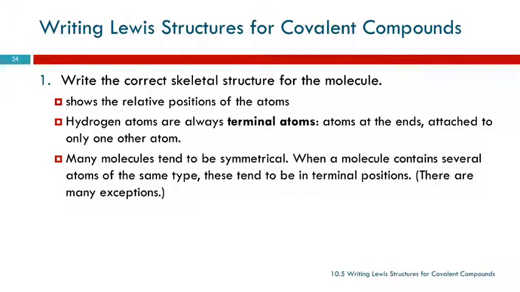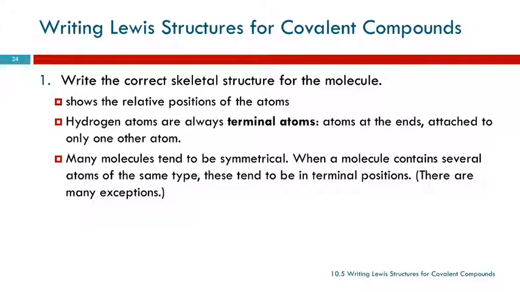So we need to learn how to write Lewis structures for covalent compounds. There's a set of instructions. Write the correct skeletal structure. So you need to get the correct elements and put them down on paper and think about how they might be connected. This skeletal structure is going to show relative positions of the atoms.